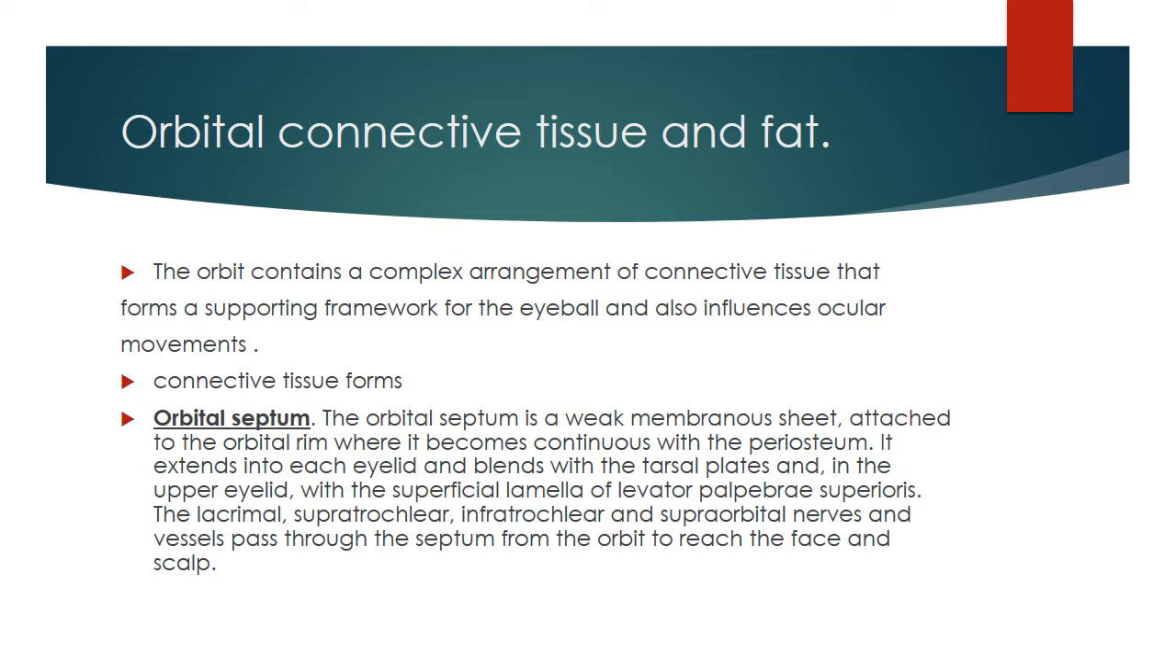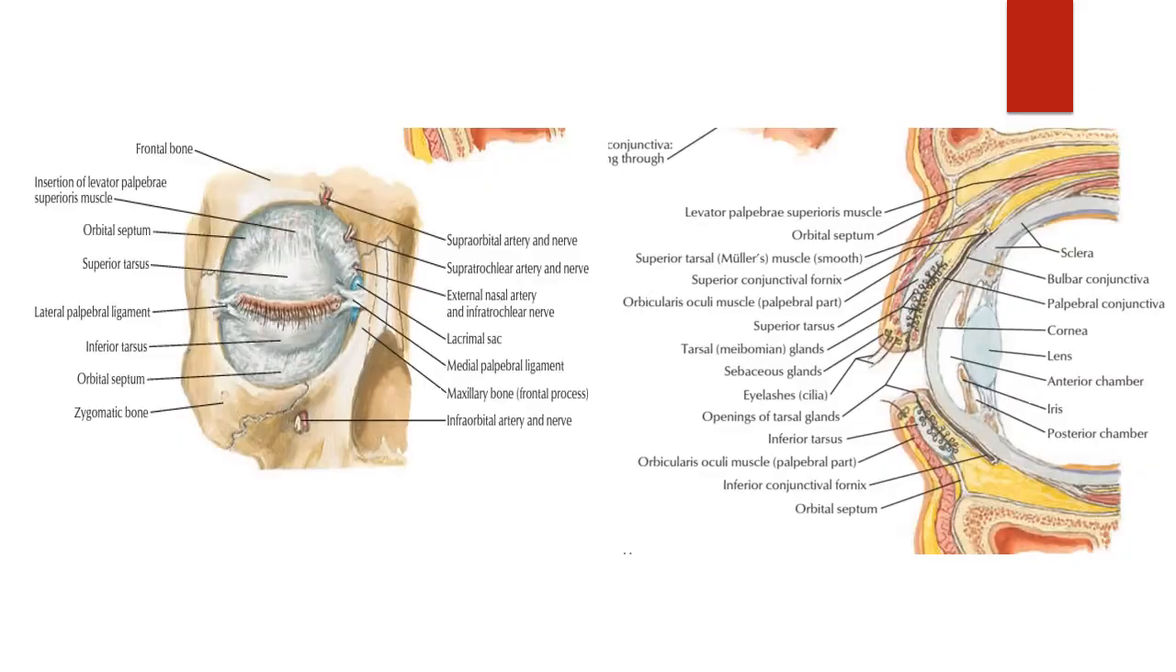The orbital septum is a weak membranous sheath which is attached to the margins of the bony orbit, and here it becomes continuous with the periosteum of the surrounding bones. This orbital septum extends into each eyelid and blends with the tarsal plates, while in the upper eyelid it also blends with the superficial lamella of levator palpebrae superioris.